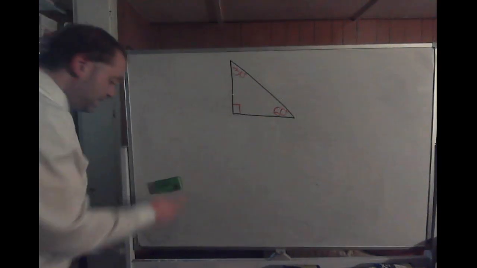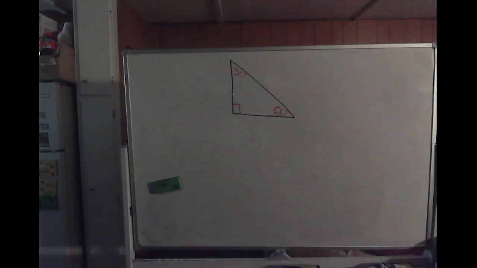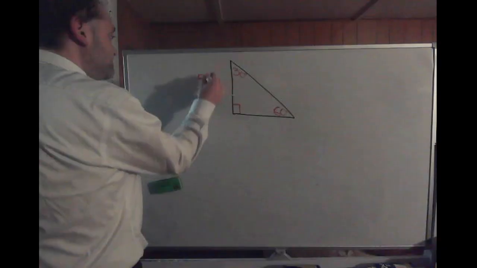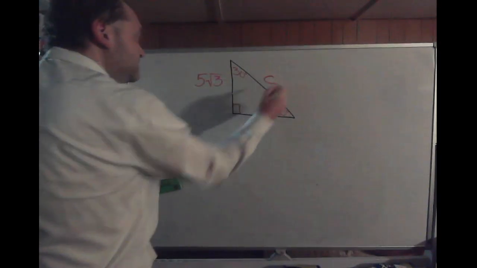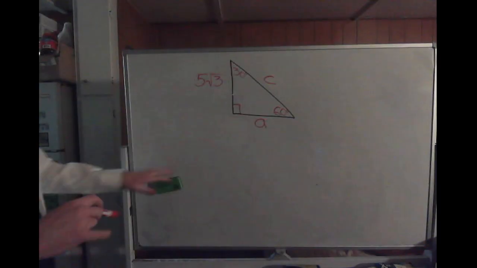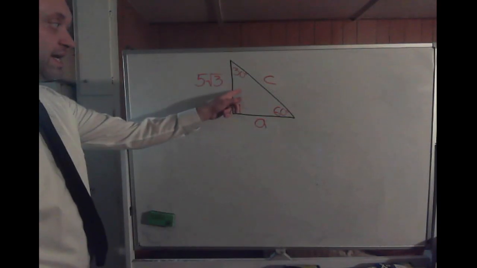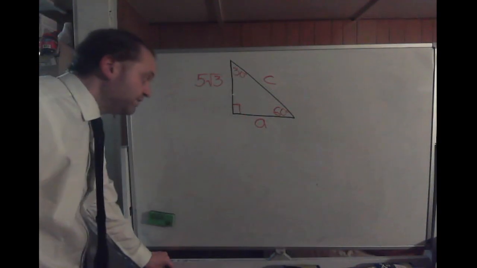All right, what's next? All right, this time we have the longer leg with 5 times the square root of 3. We don't know the length of A, and we don't know the length of C. No big deal. So the longer leg has a length of 5 times the square root of 3. The shorter leg has a length of A.